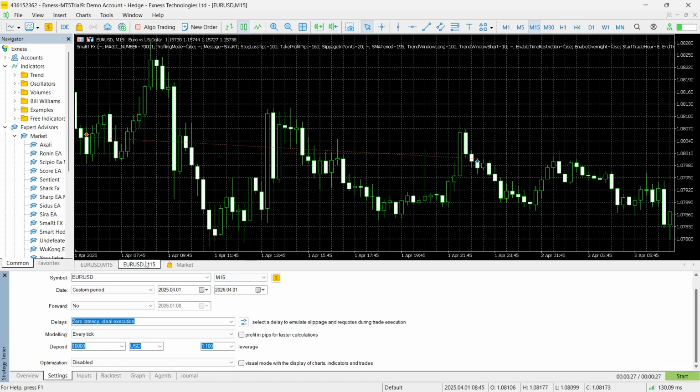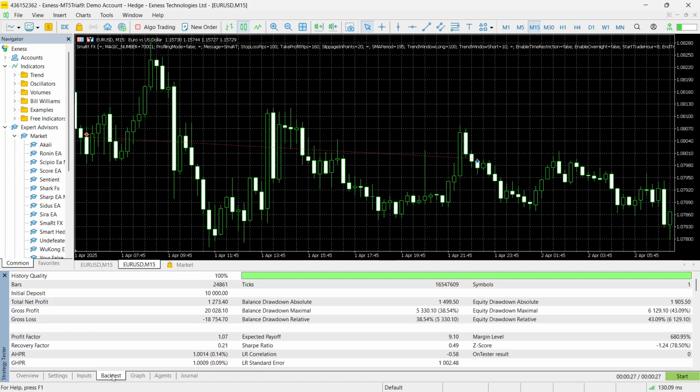Okay, so as recommended, I carried out my backtest on the EURUSD pair on the M15 time frame for the period of 1 year, ranging from 2025 1st of April to 2026 1st of April. So that's a period of 1 year. And my initial deposit was $10,000. So let's see how that played out.